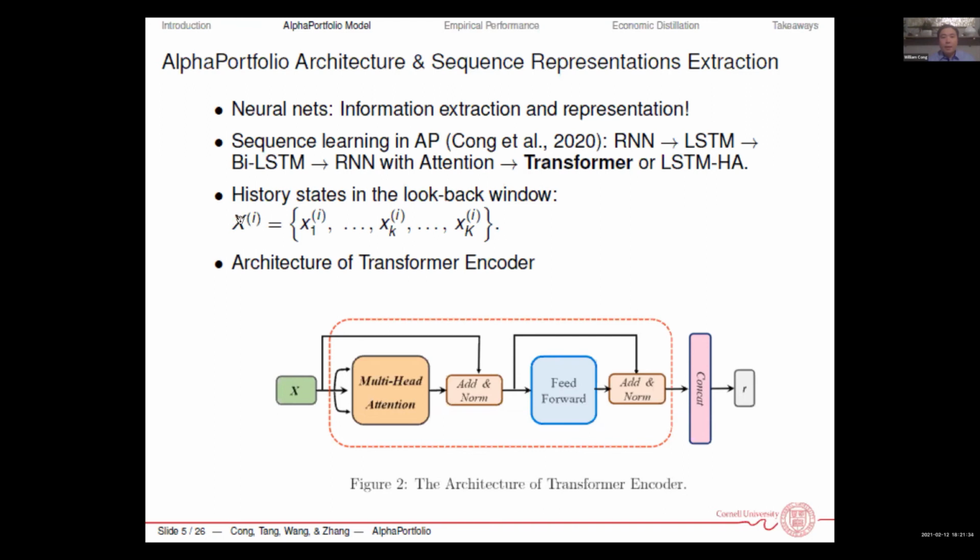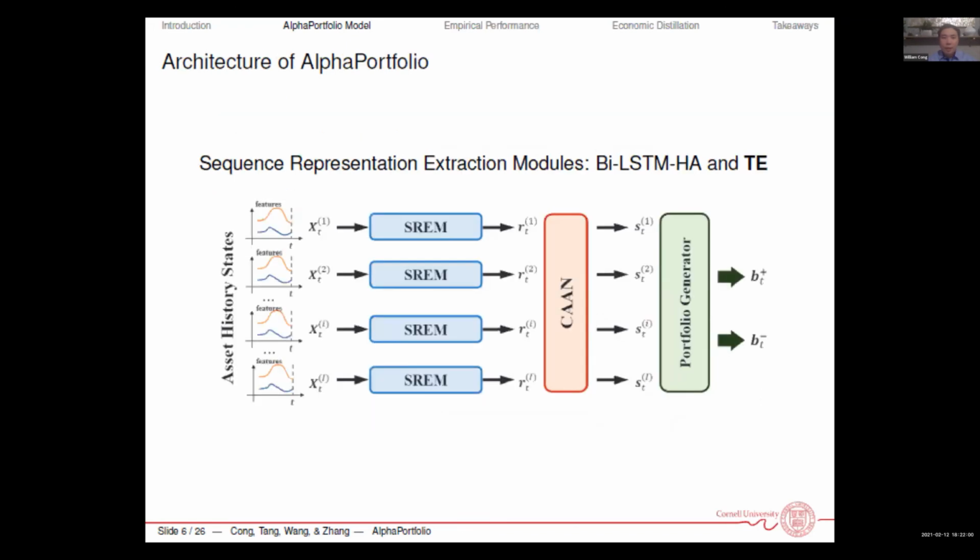Let's say I look at asset I, and I have, let's say, 12 months. K stands for the time period that I look at. 12 months of, say, firm characteristics or market signals related to asset I. Transformer encoder is just going to encode that into some abstract representation. That part we don't innovate. That's just taking the model directly. But with that, we're converting the time series for each asset into a representation using neural nets. And that can be put in the general category of sequence representation extraction modules.